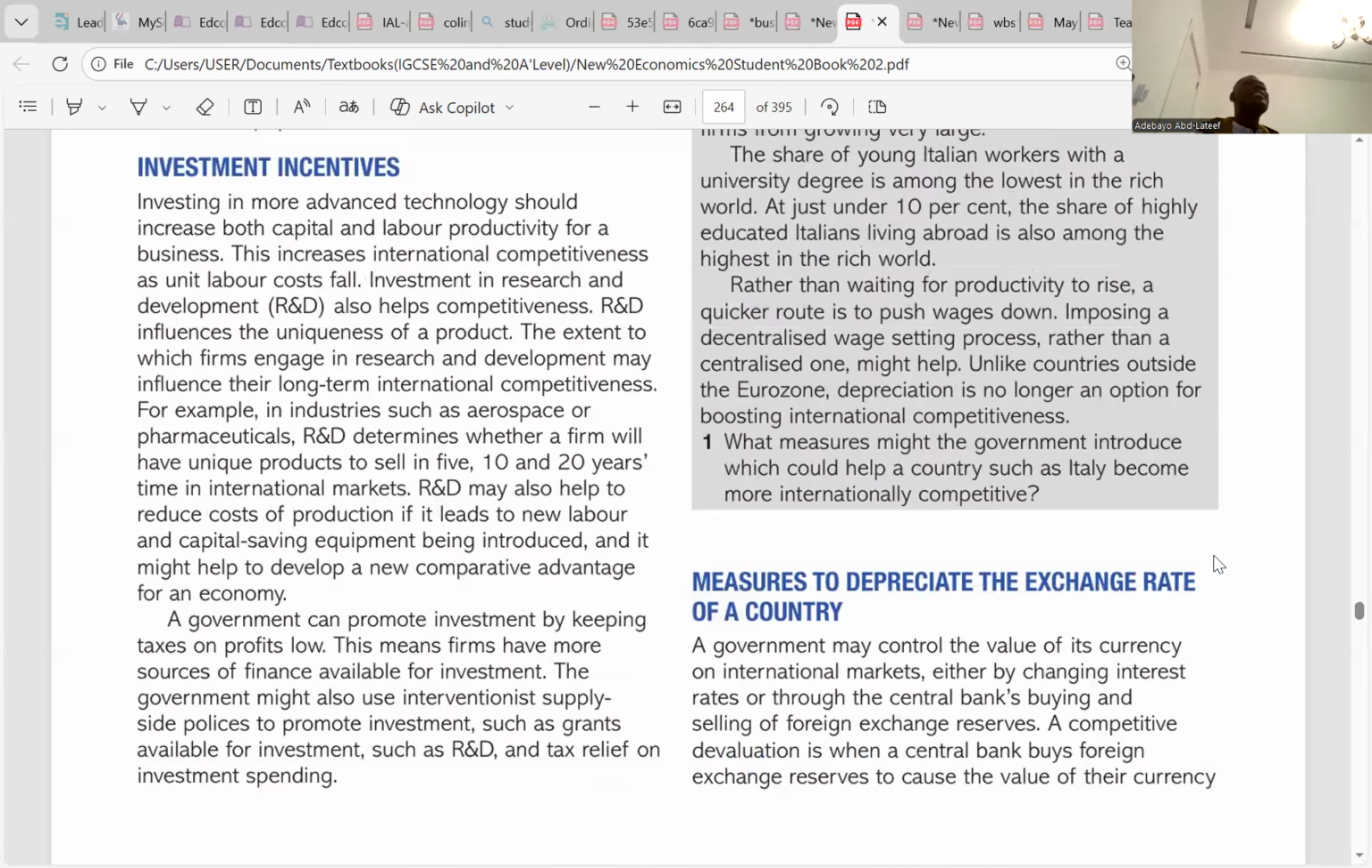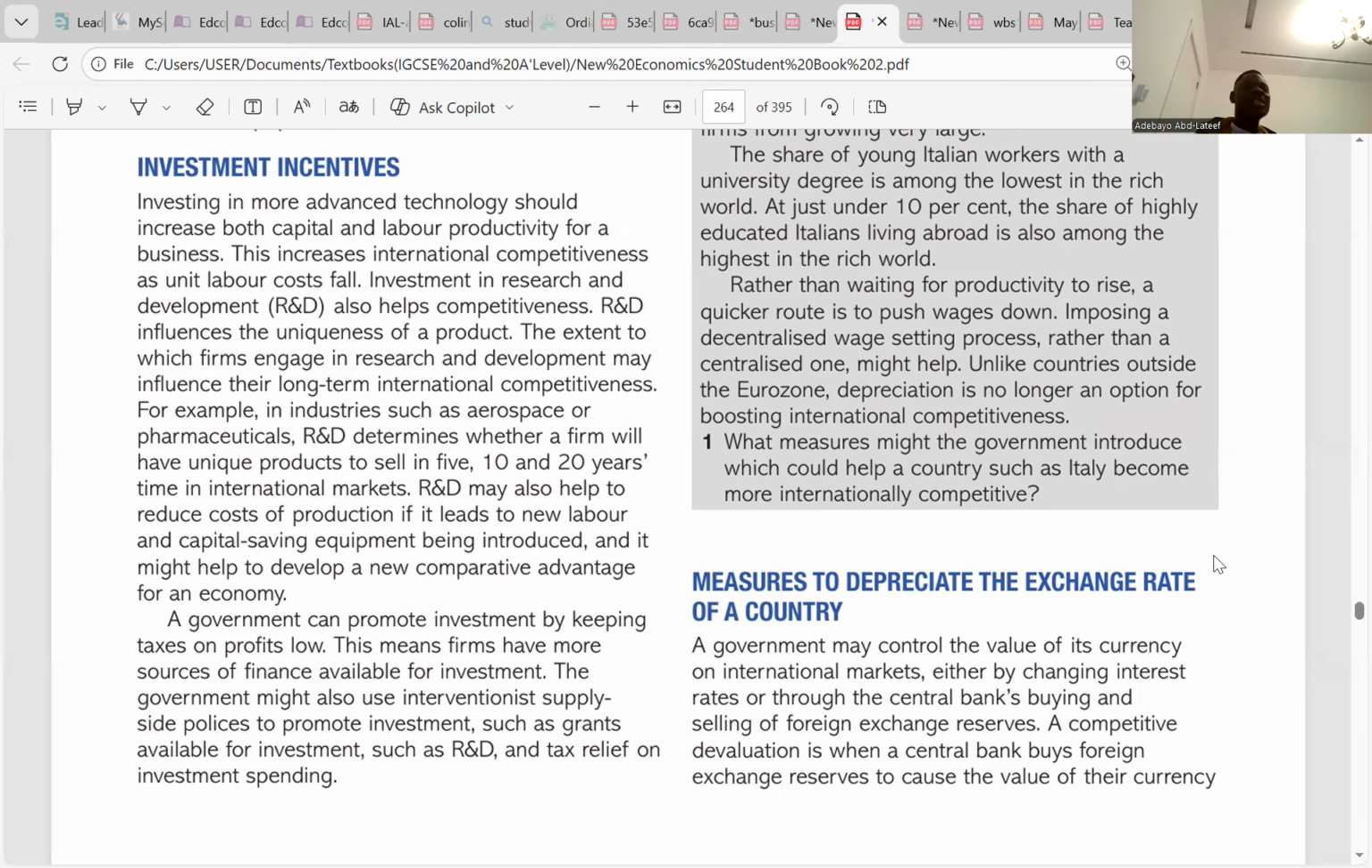Go to investment incentives. Another factor or another measure that could improve international competitiveness is investment incentives. And when we talk about investment, we already know what investment is. Spending on capital goods, that is investment. Then what about incentives? Ensuring that it becomes a reason for investment, influencing investment.